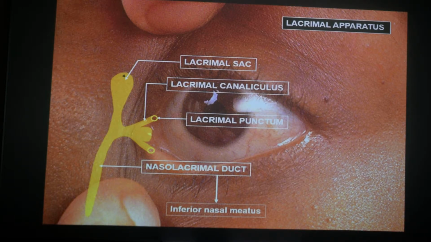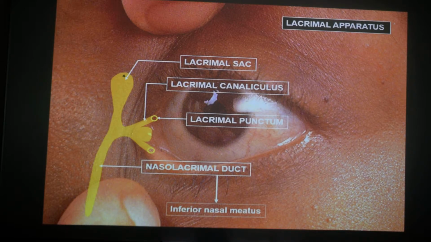Now what happens is that when you close your eyes, your punctas are going to dip into the conjunctival sac. And when you close your eyes tightly, there is a vacuum in the lacrimal sac which is going to pull the fluid into the canaliculi and then into the nasolacrimal duct, and then it goes into the inferior meatus of the nose.